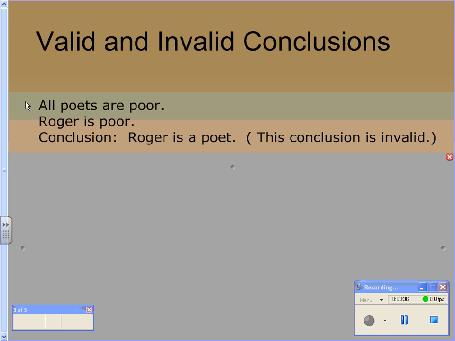No. If it said all poets are poor, what would be a minor premise that we could use instead? All poets are poor. Roger is a poet. If we said he's a poet, then can we draw a valid conclusion? Then Roger is poor. Does that make sense? But if we say Roger's poor, that doesn't necessarily mean that he has to be a poet. You see the difference there? Okay.